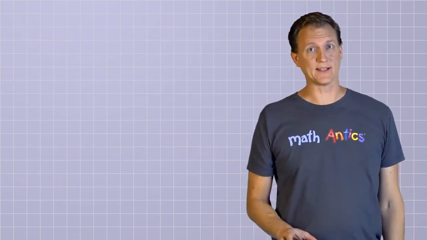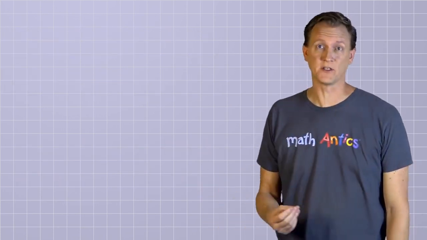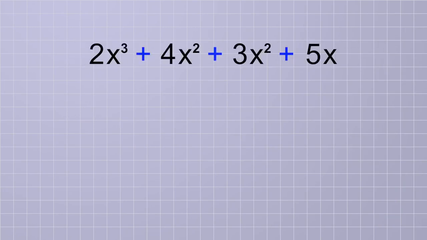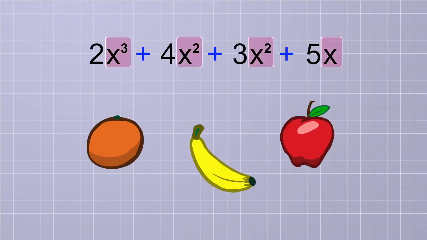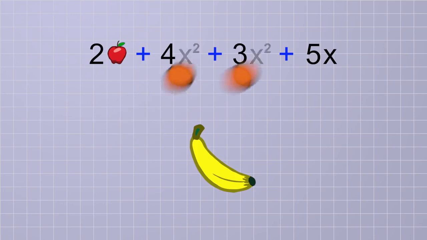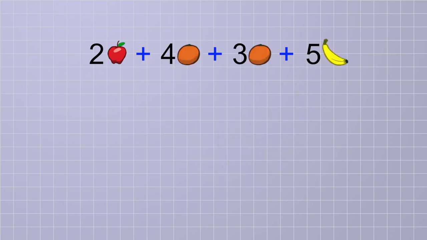Well, to understand that, I like to pretend that the variable parts of a polynomial's terms are fruit. Yes, you heard me, fruit. For example, have a look at this polynomial. But let's substitute a different kind of fruit for each different variable part. Let's change x cubed to apples, x squared to oranges, and just plain x to bananas. If we do that, what would this new fruit polynomial be telling us?